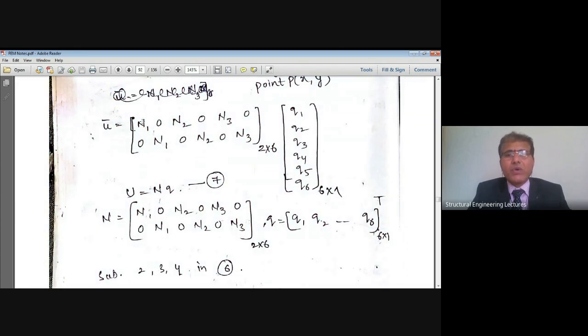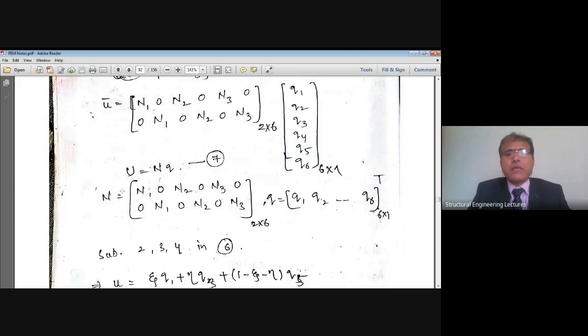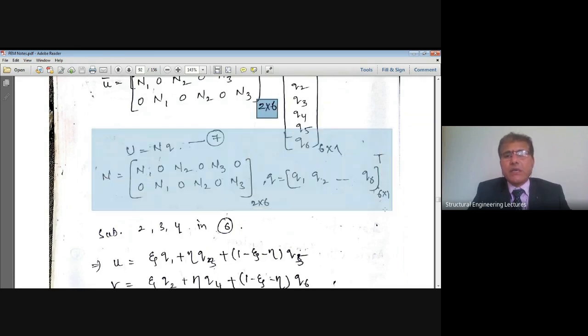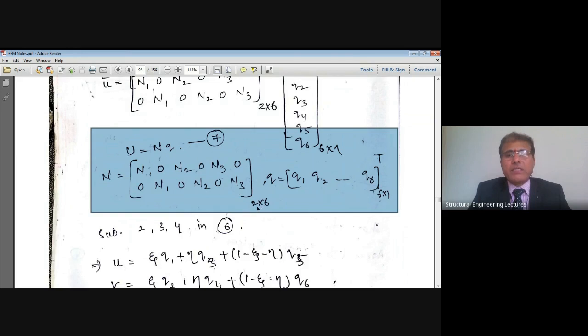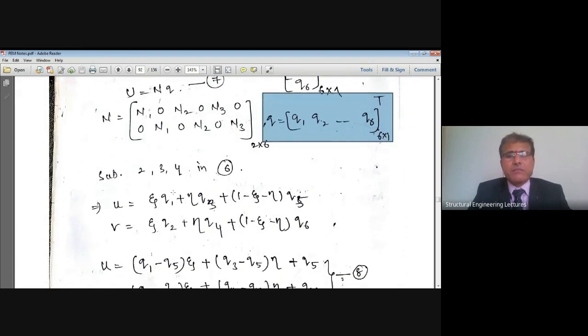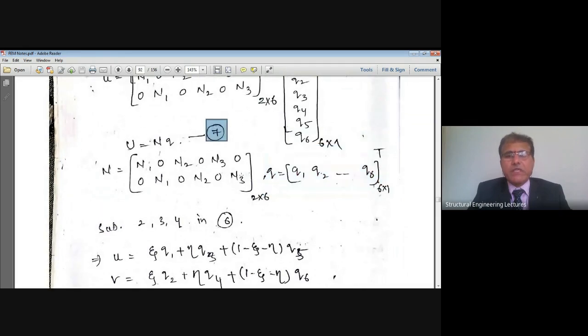Hence, u is written as N multiplied by q, where N is called the shape function matrix, which is a 2 by 6 matrix notated by N, and its size is 2 rows by 6 columns, right? Given by N1, 0, N2, 0, N3, 0 in the first row and 0, N1, 0, N2, 0, N3 in the second row, right? And q is the nodal or element displacement vector, which is a 6 by 1 vector, right? This is the seventh equation. Now, let us substitute equations 2, 3, and 4 in this equation 6.